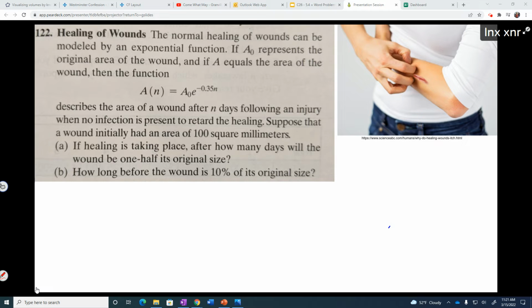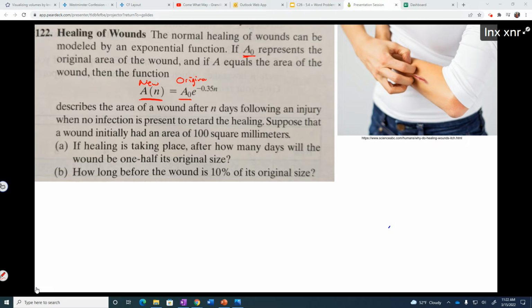So it says the normal healing of wounds can be modeled by an exponential function. If A sub 0, it also could be called A naught, it's just a mathy way of writing it, represents the original area of the wound. So this here represents the original area. And A represents the new area of the wound. So this is the new area, and this is the original.